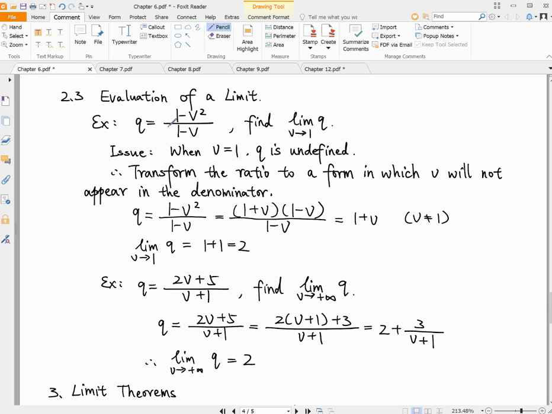Specifically, when the denominator here is 0, when you plug v equals 1 into the denominator, you find that it's equal to 0. So you need to transform the q function into something that you can evaluate. In this example, we transform the 1 minus v squared into the product of 2 parts, 1 plus v times 1 minus v.